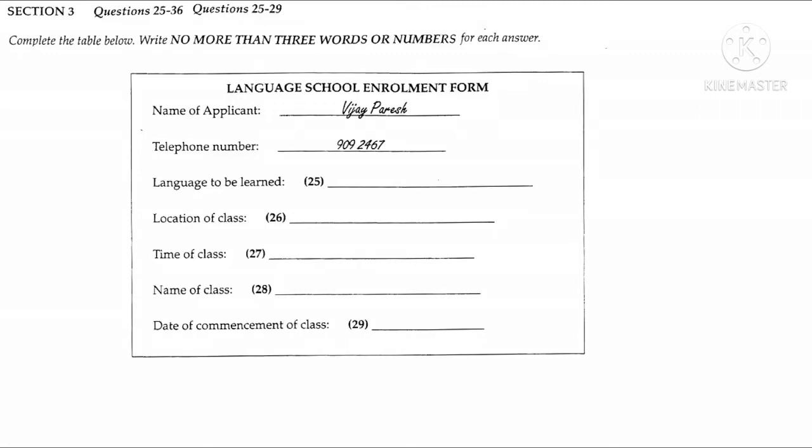Hello. May I help you? Hello. Is this the right place for me to register to study foreign languages? Yes, it is. May I have your name, please? Vijay. My family name is Paresh. VJ Paresh. Okay. Do you have a telephone number? Yeah. 909-2467. Thank you. Now, which language would you like to learn?